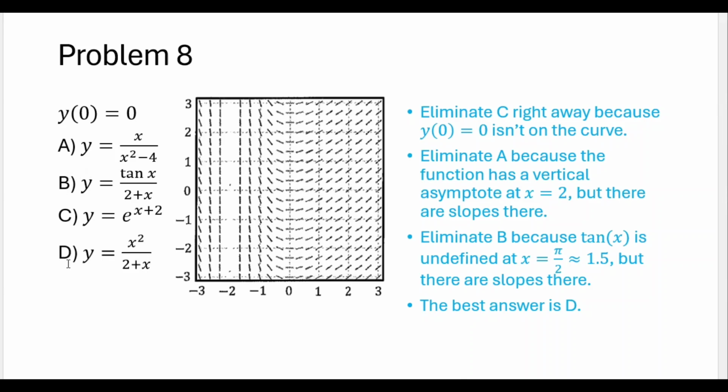Now we're left with B and D, right? So let's take B now. Tangent x is undefined at pi over 2. What's pi over 2 approximately equal to in decimal? If we even round pi down to 3, pi over 2 is about 1.5. So we expect no slope at around 1.5 because tangent is undefined at pi over 2. Where's 1.5? Oh, there are slopes there. So probably not B, and therefore the best answer is D.